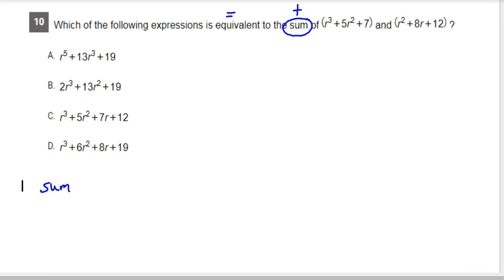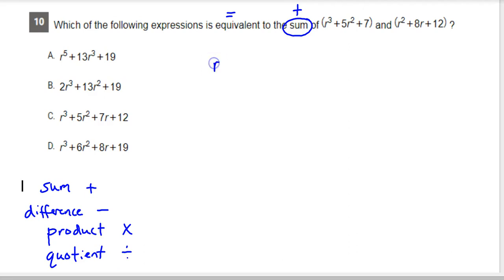Let's quickly notice what some keywords are here. Sum always means addition. If they use the word difference, the difference refers to subtraction. If they say the product of two numbers or two things, that's multiply. And if they use the word quotient, it's kind of a weird one, but that means you're going to be dividing. So in this problem we're adding two pieces. We're adding r cubed plus 5r squared plus 7. We're adding this quantity plus parentheses r squared plus 8r plus 12.